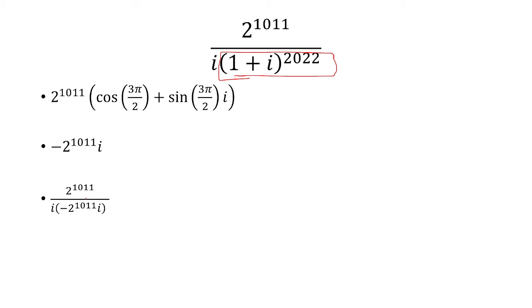Now we have a factor of 2 to the 1011th on the top and the bottom. That's going to cancel. So this is equal to 1 over i times negative i, which is 1 over negative i squared. And i squared is negative 1. So 1 over negative 1 is positive 1. And that is my answer.